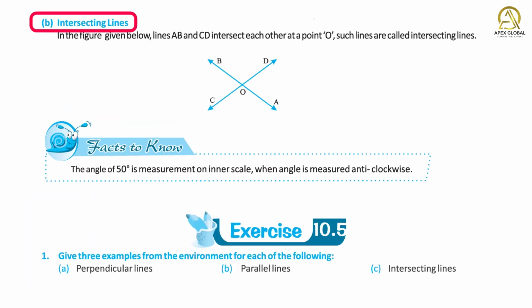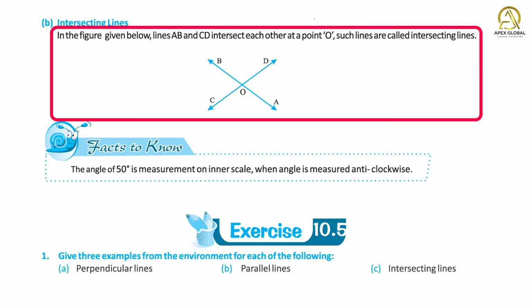B. Intersecting lines. In the figure given below, lines AB and CD intersect each other at a point O. Such lines are called intersecting lines.